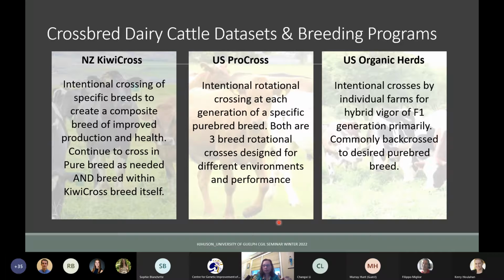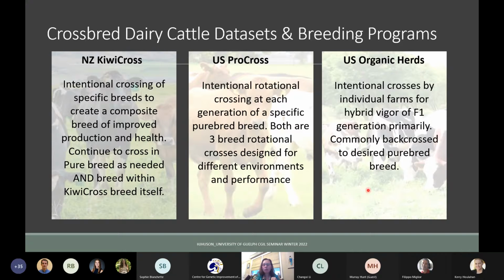Now, this is a very different type of crossbred breeding system. It's a rotational crossbred breeding system. Very specifically, they use 3 breeds, and every generation you use a purebred animal. For instance, the Pro Cross is generally a cross of Holstein, Montbéliard, and Viking Red. Your very first generation will be a Holstein to a Montbéliard. The F1 produced from that will then be crossed into a purebred Viking Red. That next hybrid, the F2, will be crossed back to a purebred Holstein, and so on.